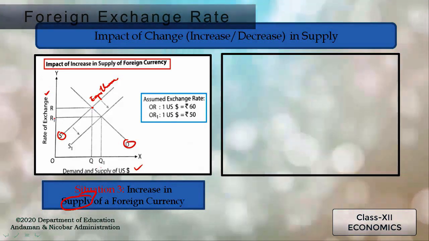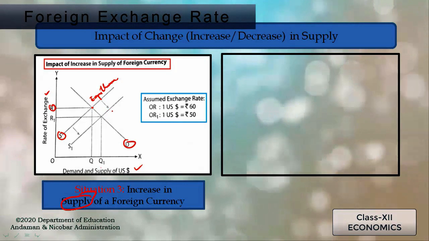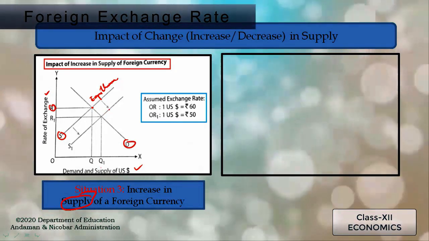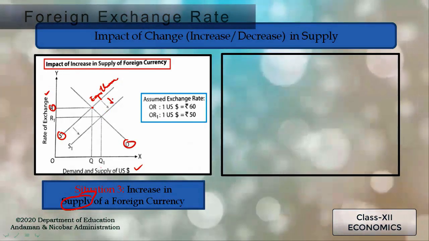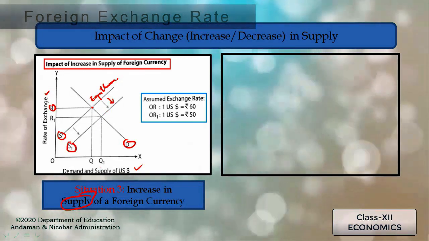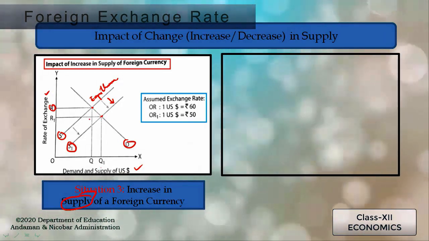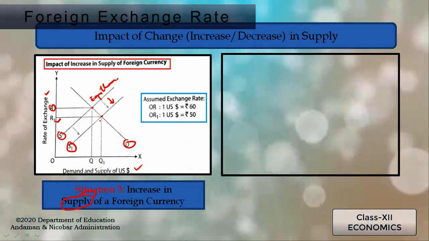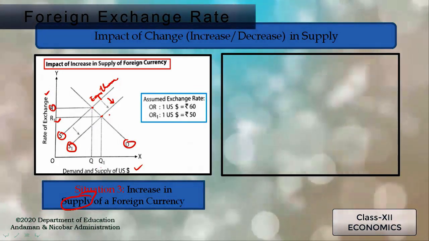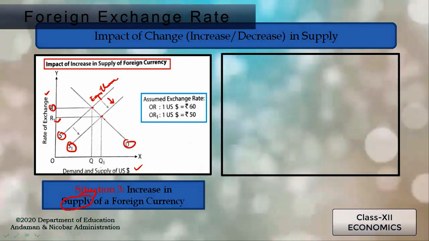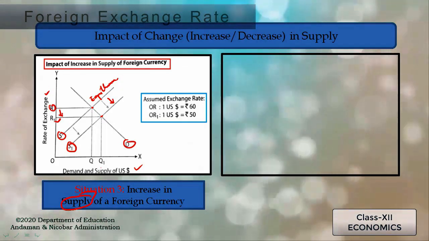The equilibrium point is at OR, that is the point R, and due to the increase in the supply, we know that when the supply curve increases, it shifts downward. So when it shifts downward, the new supply curve S1 intersects with the demand curve at R1. So R1 is the new equilibrium rate of exchange, where due to the increase in the supply of foreign currencies, the equilibrium rate has decreased from R to R1.